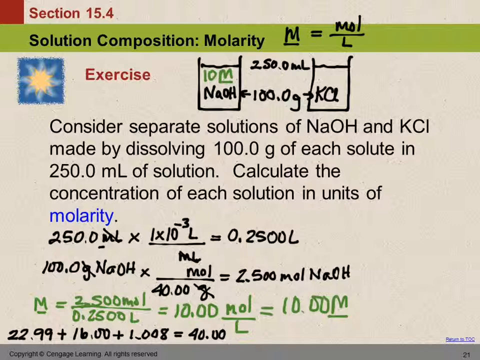Where are we going to put this? Let's make it red, just because. So KCl, we need the molar mass of that, right? KCl, potassium is 39.10 and chlorine is 35.45. 39.10 plus 35.45, 74.55. 1 mole of KCl is 74.55 grams.